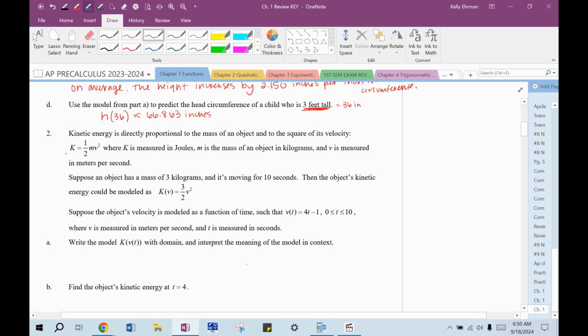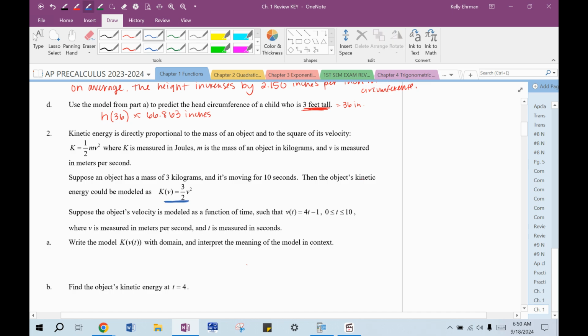Polivka to confirm this is correct. So K is measured in joules, M is the mass of an object, which will be like some constant, and V is measured in meters per second. So suppose an object has a mass of 3 kilograms. Okay, so they've put the 3 in the equation for you, 3 over 2, and it's moving for 10 seconds. Then the object's kinetic energy could be modeled as this.